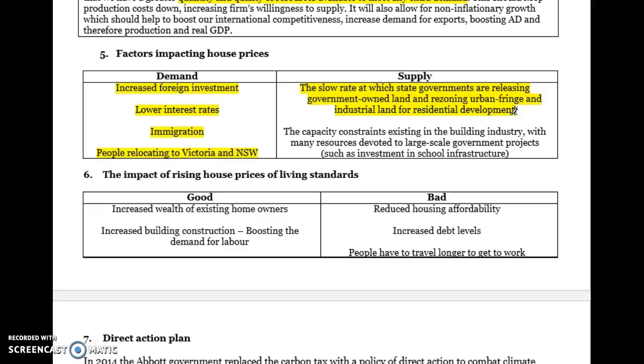Another one is the capacity constraints in the building industry. There's been a lot of resources devoted to things like large-scale government projects, like investing in schools. So there's less resources available for building, and therefore that's reducing the increase in supply of housing. So that's another good one to talk about, that resources are being used up in other areas, and therefore that's reducing the amount of resources available for construction.